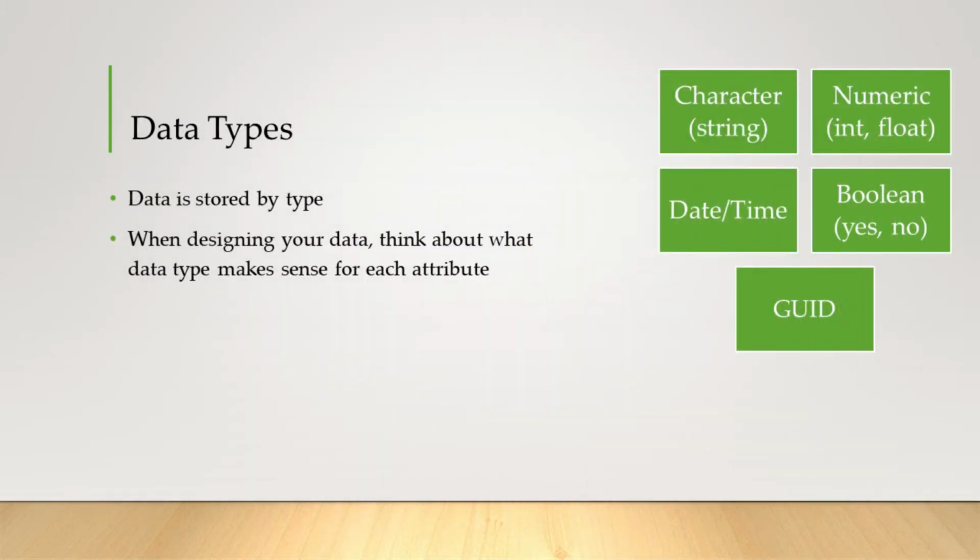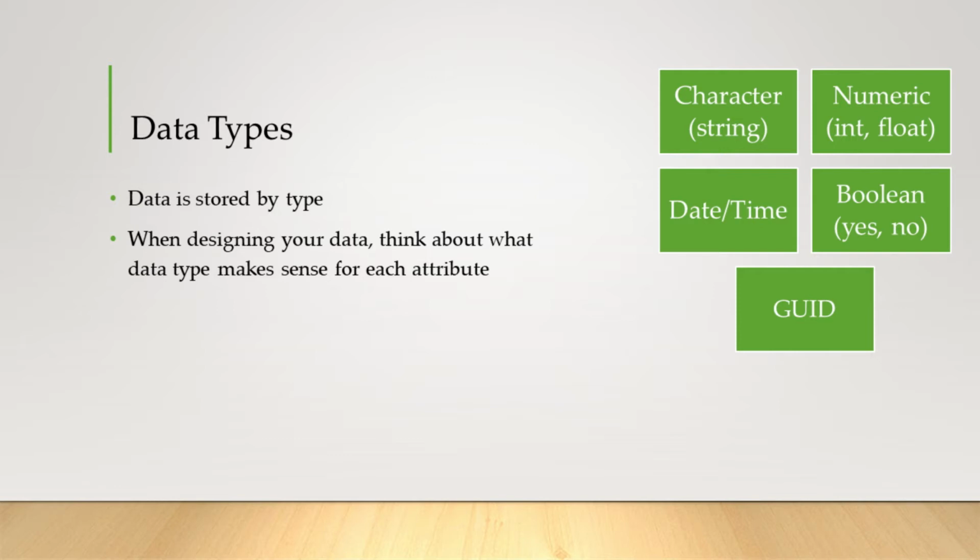One thing that you want to remember with your database is that data is stored by type. We haven't really gotten into types in Chapter 1 and 2 yet, so I want to make sure that you recognize when you're designing your data, you need to think about what data type makes sense for each attribute. Remember, data attributes are those data fields or properties that are associated with your entities.